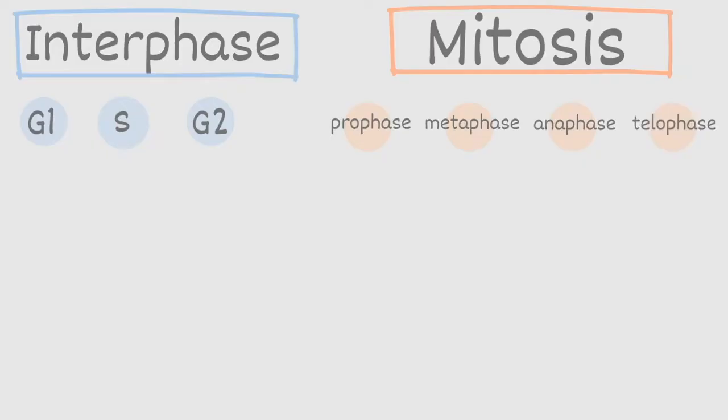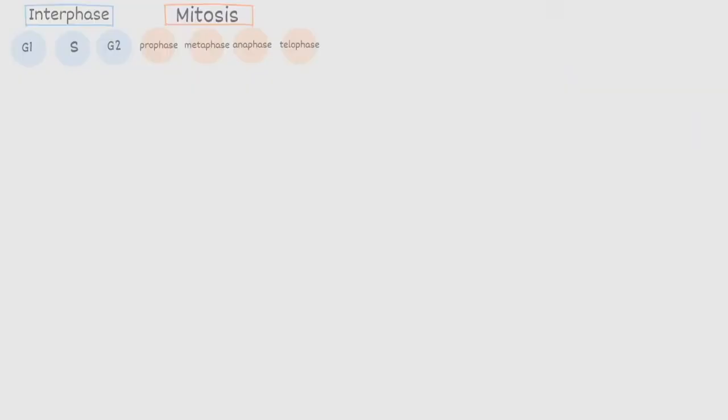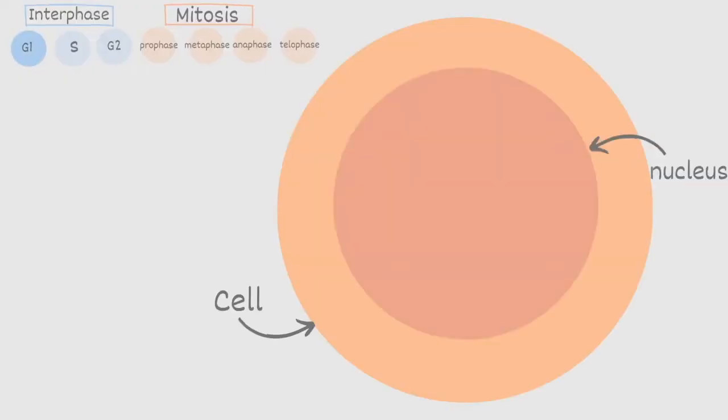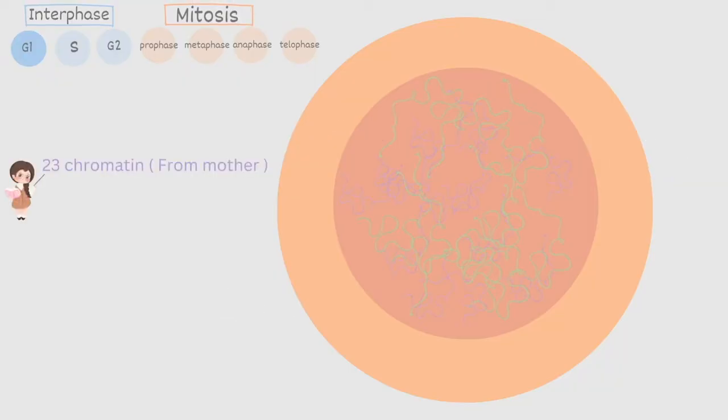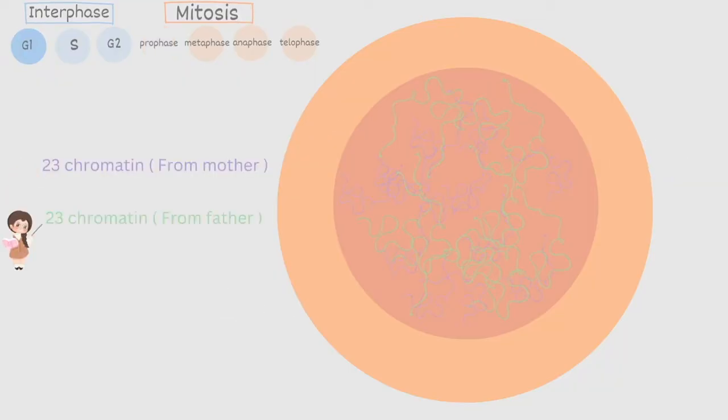So let's go ahead and start off with G1 in the interphase. This is where all cells begin. So this is our cell. Inside we have our nucleus, and inside the nucleus we have our chromatin. Remember, chromatin is a piece of DNA. At this point, this parent cell starts off with 23 chromatin from the mother and 23 chromatin from the father. The mother's genetic material is referred to as maternal, and the father's genetic material is referred to as paternal.